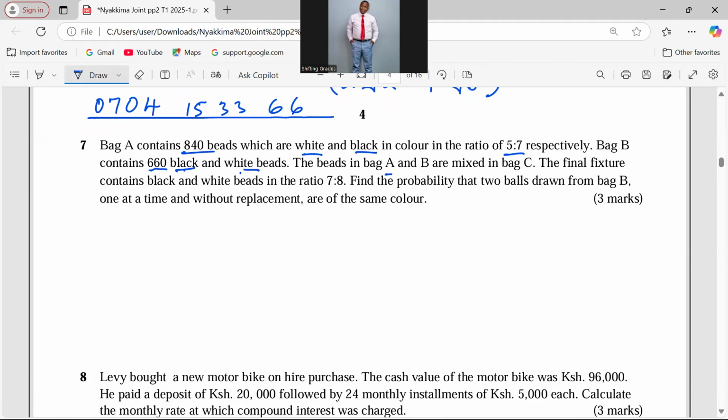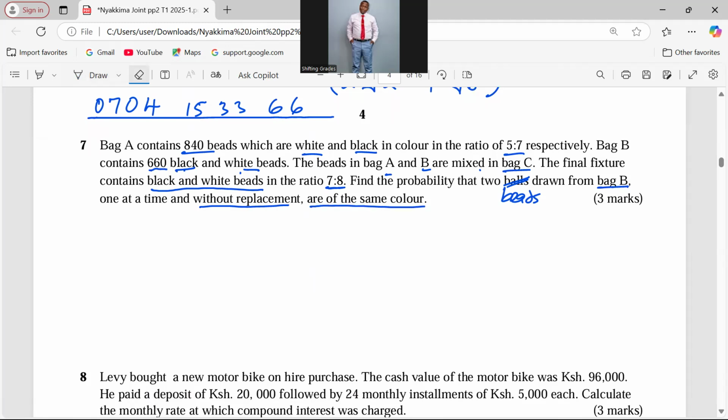The beads in bag A and B are mixed in bag C. So we have a different bag now. The final mixture contains black and white beads in the ratio 7:8. Find the probability that 2 beads or balls, you can say beads, drawn from bag B, one at a time without replacement, are of the same color.